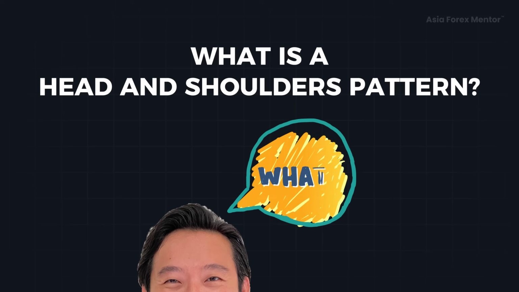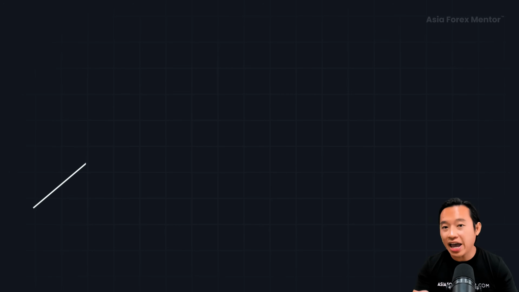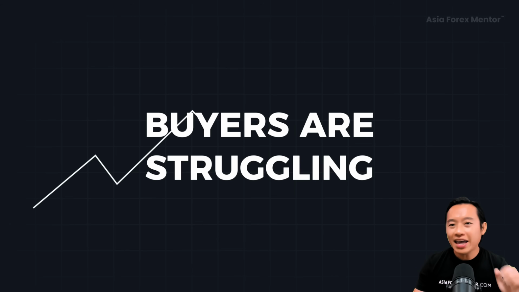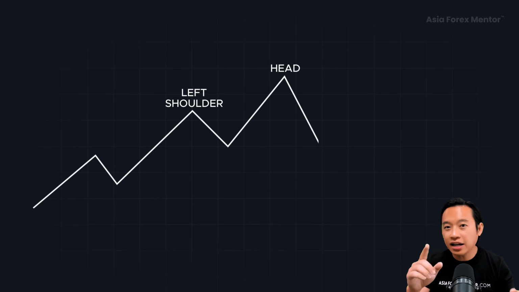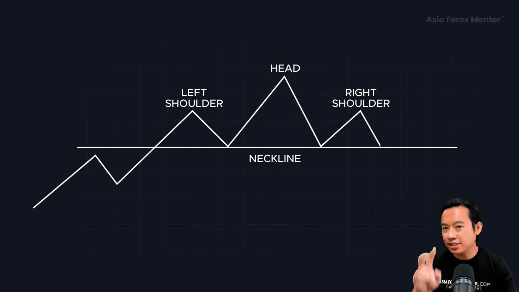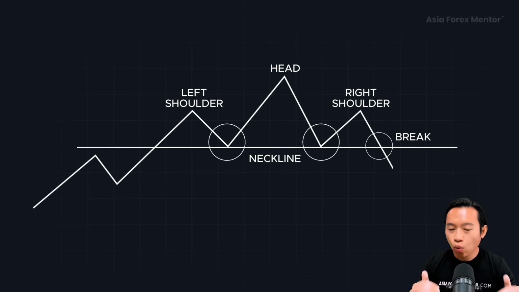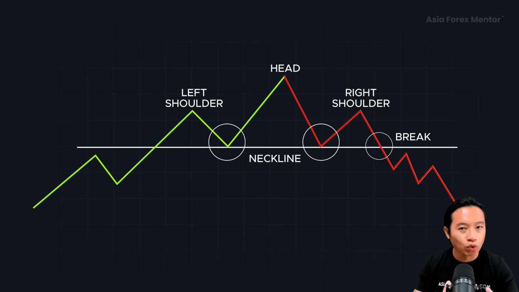So first off, let's talk about what the head and shoulders pattern is. The head and shoulders pattern serves as a trend reversal signal, indicating that the buyers are struggling to push the price higher. It consists of a left shoulder followed by a higher high forming the head, and then a right shoulder which is of a lower height. The neckline connects the two lows, and a break below this neckline would suggest a reversal of the previous trend, signaling a move lower. So this summarizes the key concept of what the head and shoulders pattern looks like.